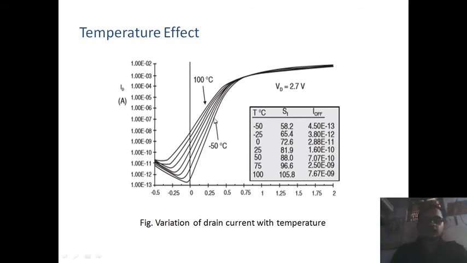See here, when the temperature increases from minus 50 degrees to 50 degrees centigrade to 100 degrees centigrade, at that time the threshold voltage decreases. This is the threshold voltage point here, and here, and here, and it goes on. The threshold voltage decreases when you increase the temperature. This is the variation of drain current with respect to the temperature.